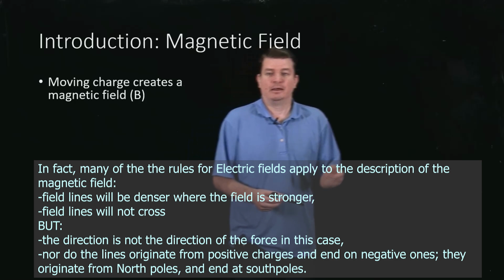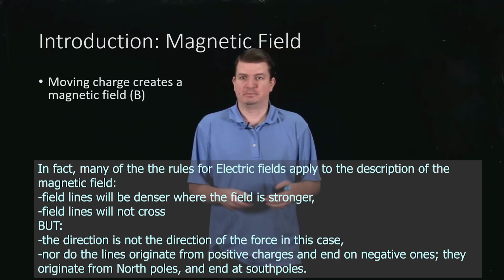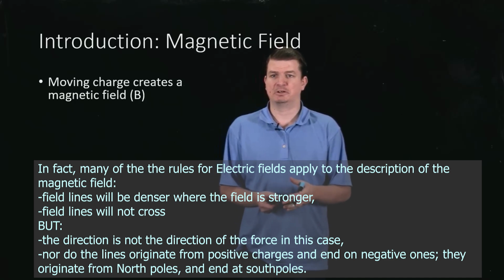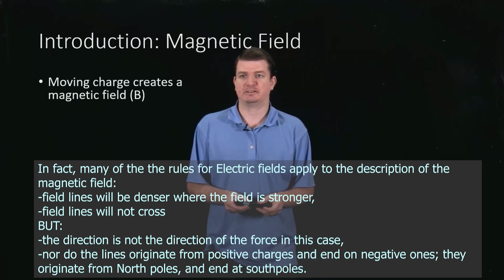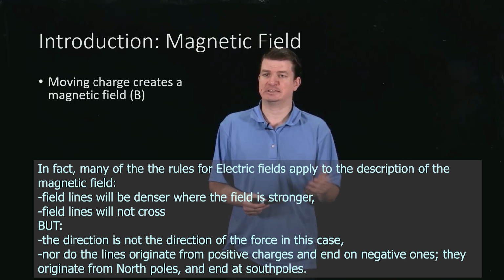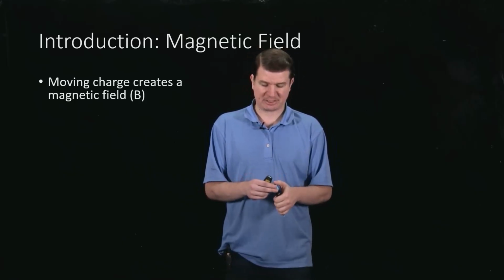Okay. In terms of how we describe this thing, we used E for an electric field. We're going to use the letter B to represent our magnetic field. And B officially is actually a vector, so keep that in mind as well. It's got some direction. So let's think about how we're going to determine that direction.